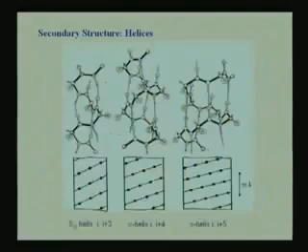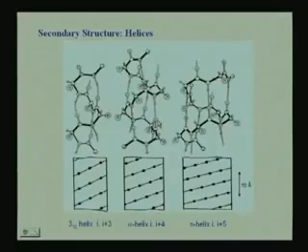Now, if we look at the pitch of these helices, what I mentioned before was what we called a 3-10 helix, an alpha helix and a pi helix. The difference between these is the hydrogen bonding. They all form hydrogen bonds.